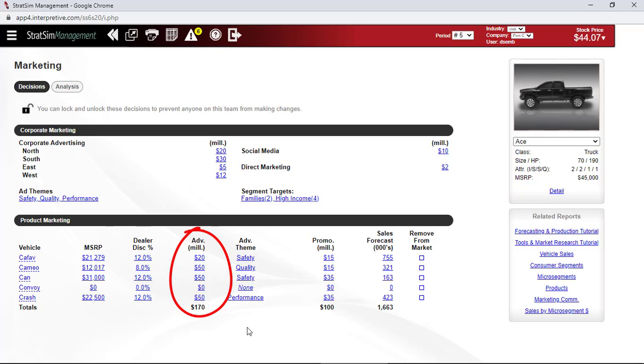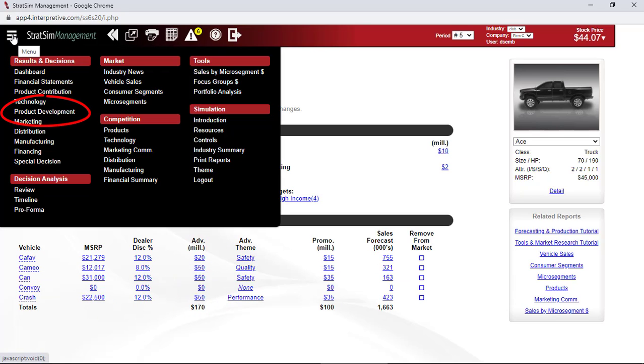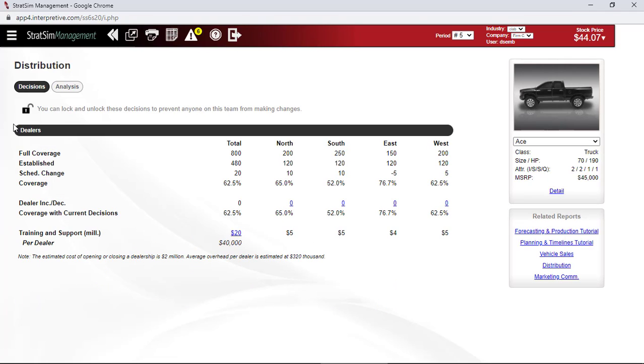And pricing. Did you raise or lower the price of the vehicle? Did you do an update or a cost reduction on the vehicle that can increase demand? And your dealers too. If you think about dealer discounts or the number of dealers that you've established in a region, that could also have an impact on demand for your vehicles.